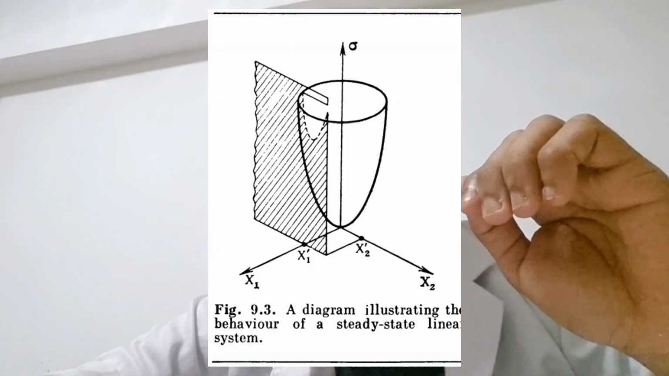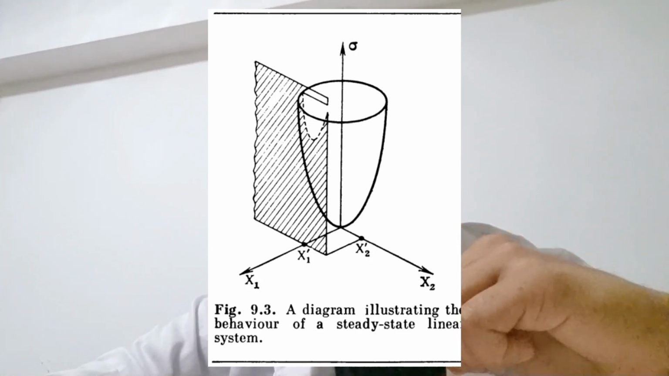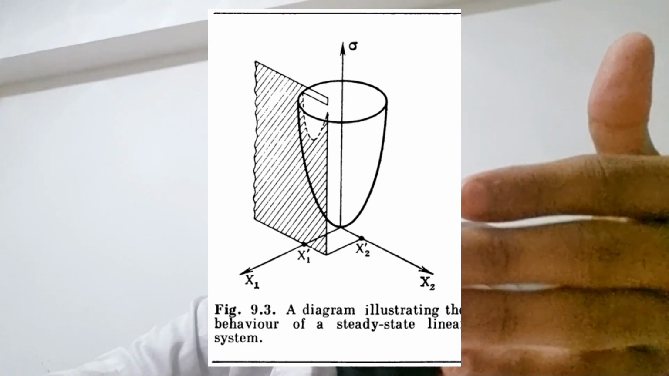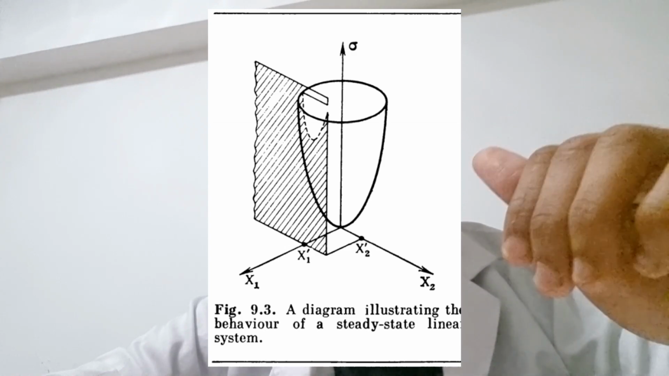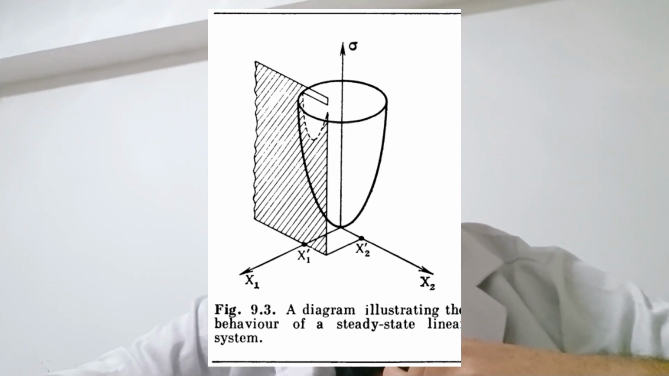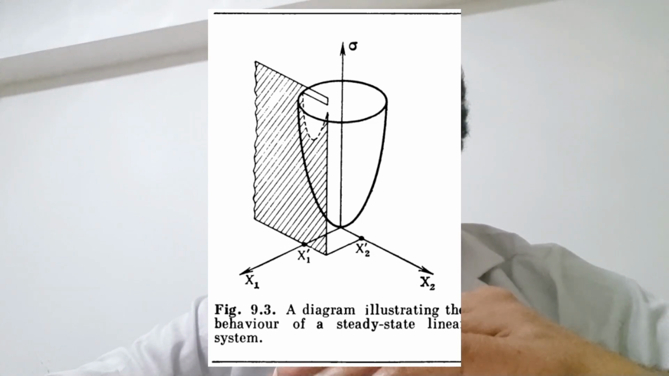Figure 9.3 is a diagram illustrating the behavior of a steady state linear system. This diagram is often used in control theory and stability analysis of linear systems. So totally, the open system may be in the steady state or in the stationary state. There is a movement and there is change in entropy, but the net entropy change is 0 and the net kinetic movement is 0.